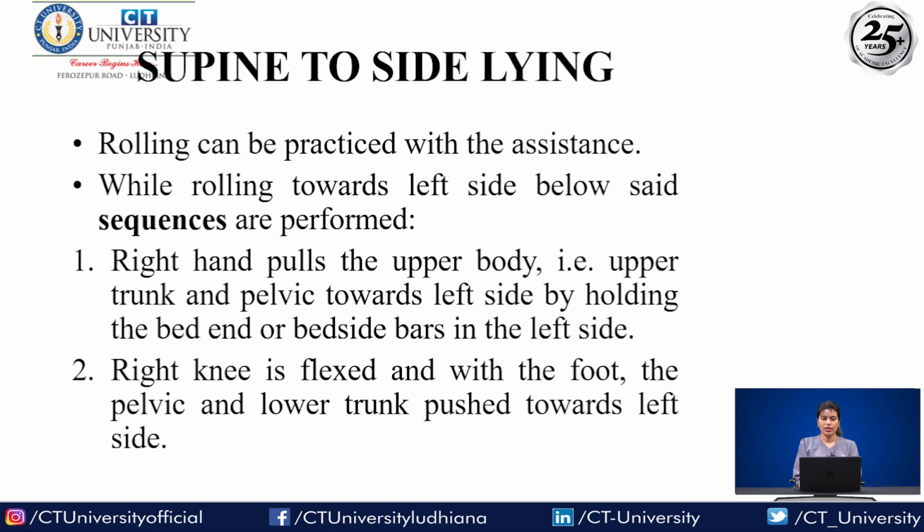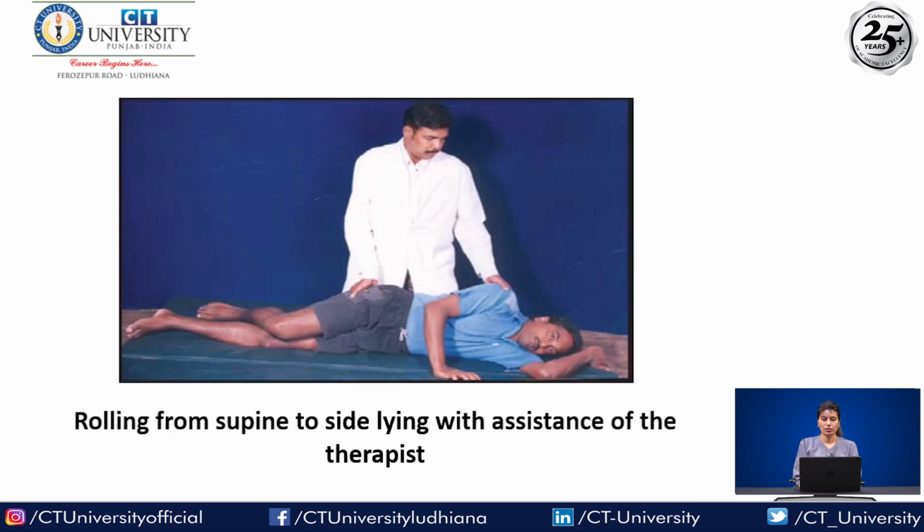First of all, the right hand pulls the upper body, that is upper trunk and pelvis, towards the left side by holding the bed end or bedside bars on the left side. Then the right knee is flexed and with the foot, the pelvis and lower trunk are pushed towards the left side. Here is the picture which is showing the rolling from supine to side lying with the assistance of the therapist.